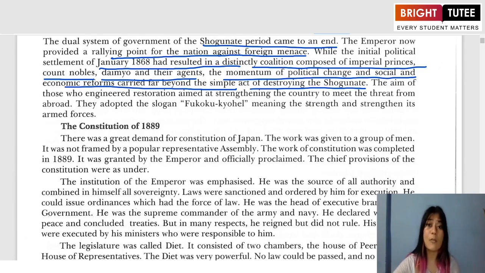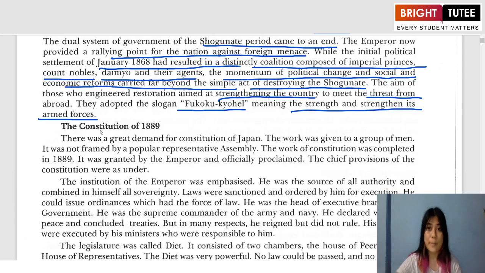Now, the main aim of the emperor in Japan was to strengthen the country and also to protect it from the threat of foreigners, from the danger that came from outside. So the government, the emperor, adopted the slogan Fukoku Kyohei. This meant a rich country and a strong army: basically strengthening the armed forces of Japan to prevent and fight against any threat or danger from outside.